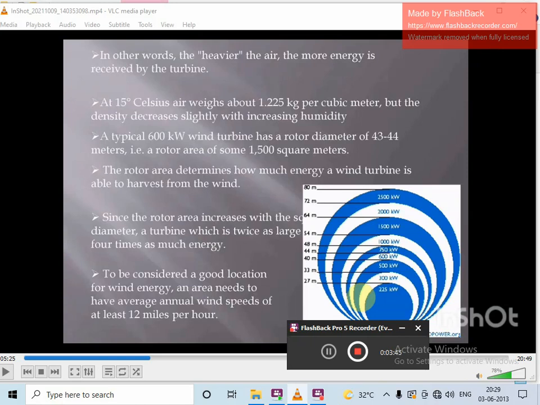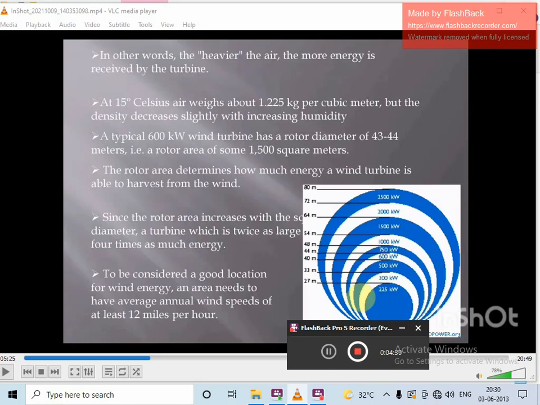Again, the wind characteristics are very important in designing the wind turbine system. So to optimize the wind turbine design, you need to consider the wind speed. If you have an average annual wind speed of about 12 miles per hour, then that location you can consider it to be good for wind energy generation. In fact, the wind speed varies in both time and space, and it is determined by geographical characteristics and weather conditions.